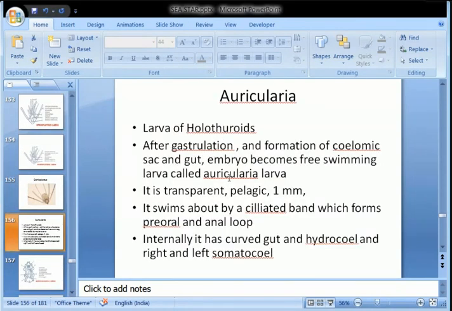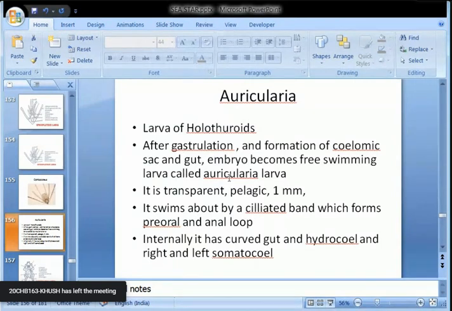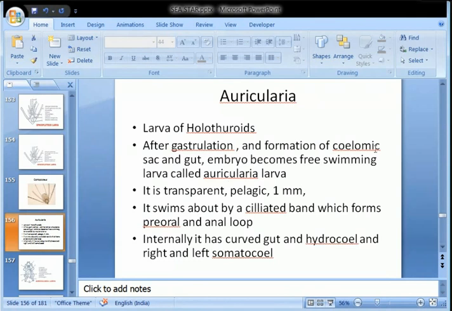Then auricularia larva, it is a larva of holothuroids. If you remember the classification slides, there are sea cucumbers having a cucumber-like body, not a body like sea star, or the globe shape in case of echinoids, or long arms like the brittle stars, ophiuroids. So here the body is elongated and cucumber shaped, and auricularia is the larva of holothurians.